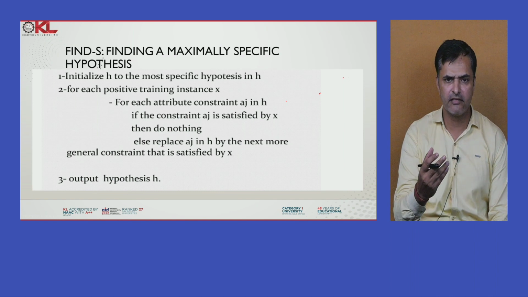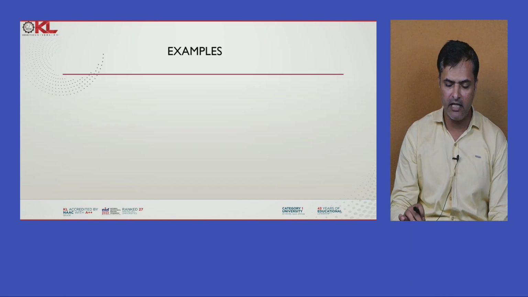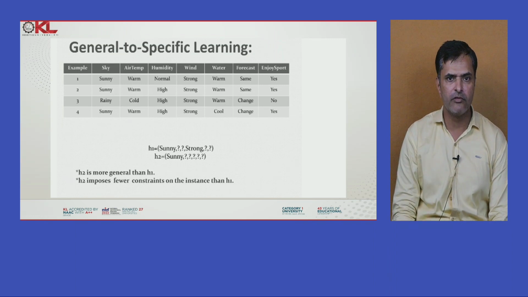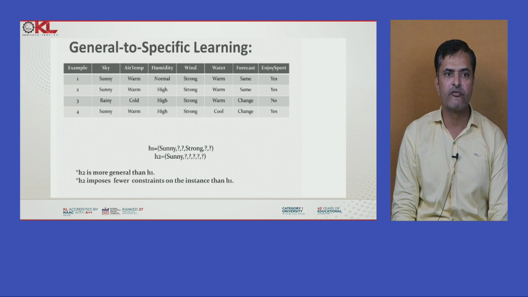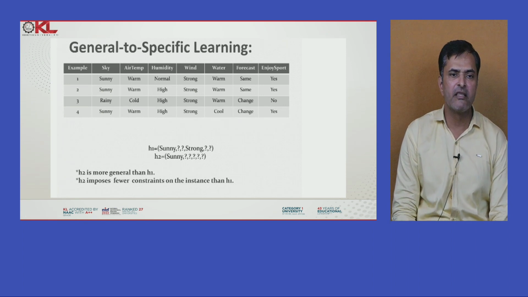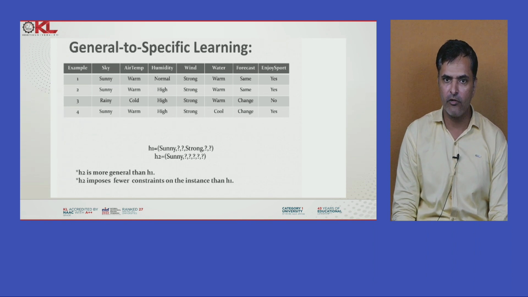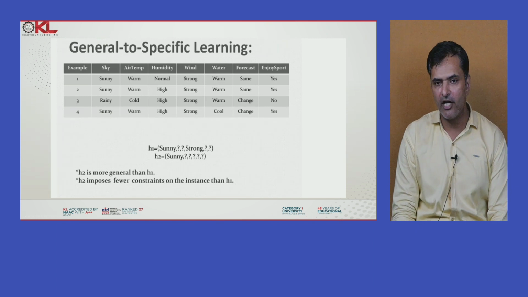How will we solve this algorithm? I will give you an example. One table is given to solve the problem, for general to specific learning. The table has the sky, air temperature, humidity, wind, water, and forecast. These are the attributes, and the values are given as their attribute values.